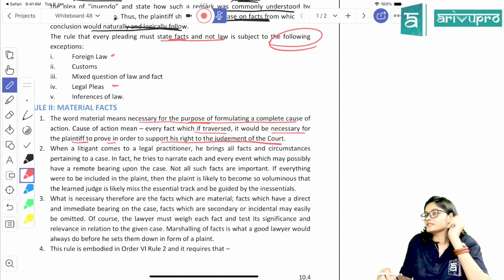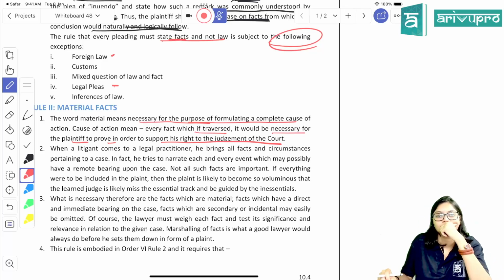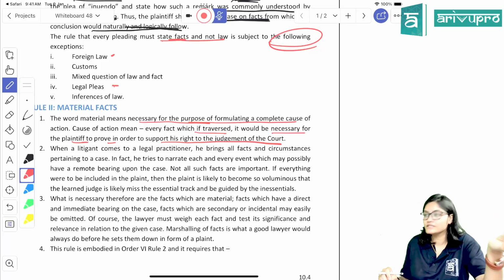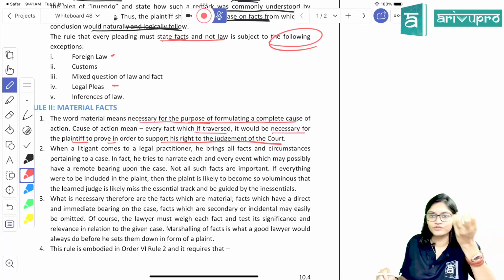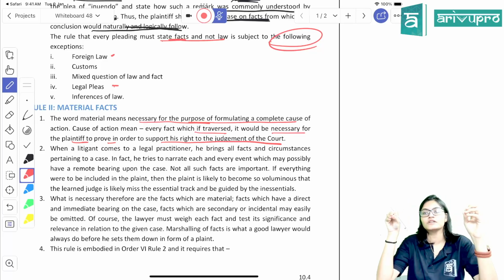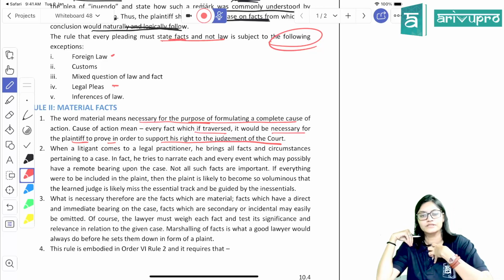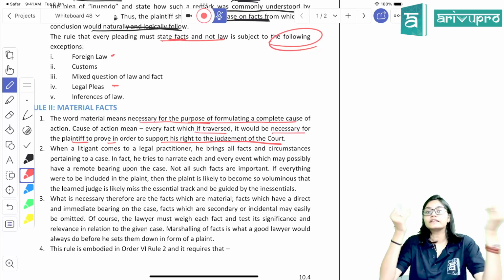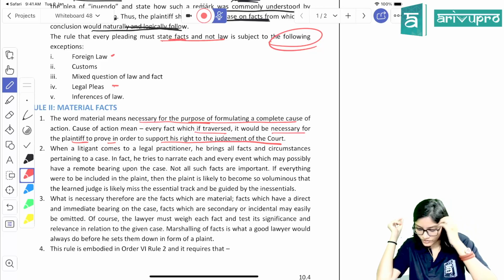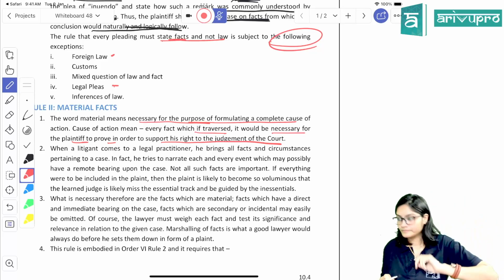Every fact, you have to prove. Let us say I want 10 lakh rupees. For that, what is necessary? Giving the reason, right? The plaintiff has to give the reason to support his right. I want the judge to give the decision that I have a right to 10 lakh rupees. But what will support the reasons? That is known as cause of action, which we have already studied in executive as well.